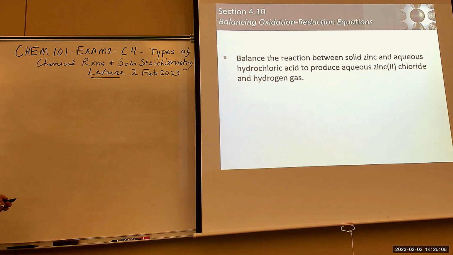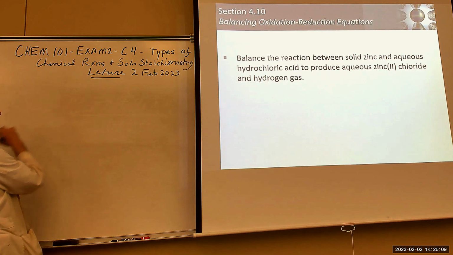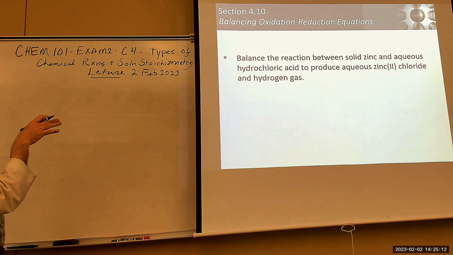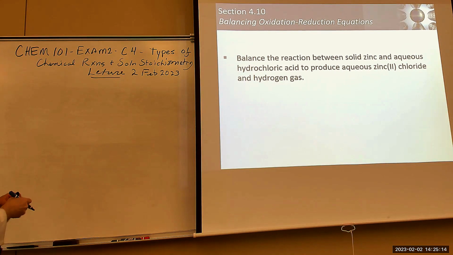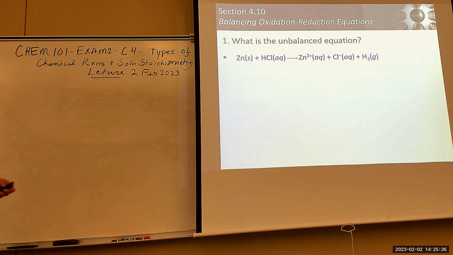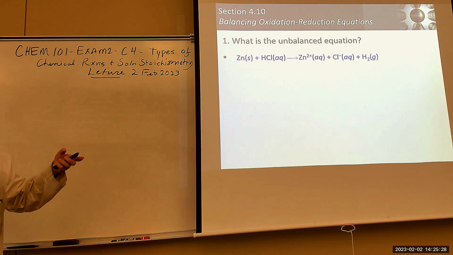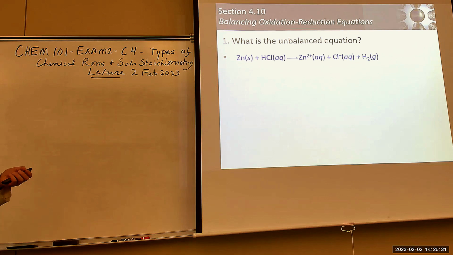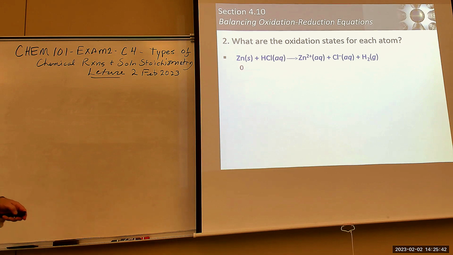Okay. Balance the reaction between solid zinc and aqueous hydrochloric acid to produce aqueous zinc 2 chloride and hydrogen gas. We've already done that. This could very easily be balanced by our budget method. Right? But what I want to show is that you can also balance it by the redox method. So here we've written zinc and hydrochloric acid, and we've got these ions over here and hydrogen gas. So what are the oxidation states on each one? There you go. We did that before.